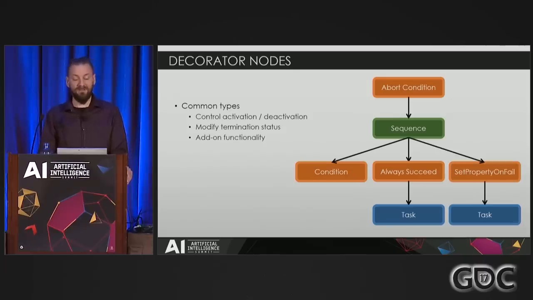And then you can have something like these add-on functionalities. For example, if the last task would now fail, it could set a property. So these decorators are very nice for doing cooldown or retry mechanisms without having to implement it inside the task itself. So all these are kind of nice and very useful. I'm sure that you guys are using them with your behavior trees.